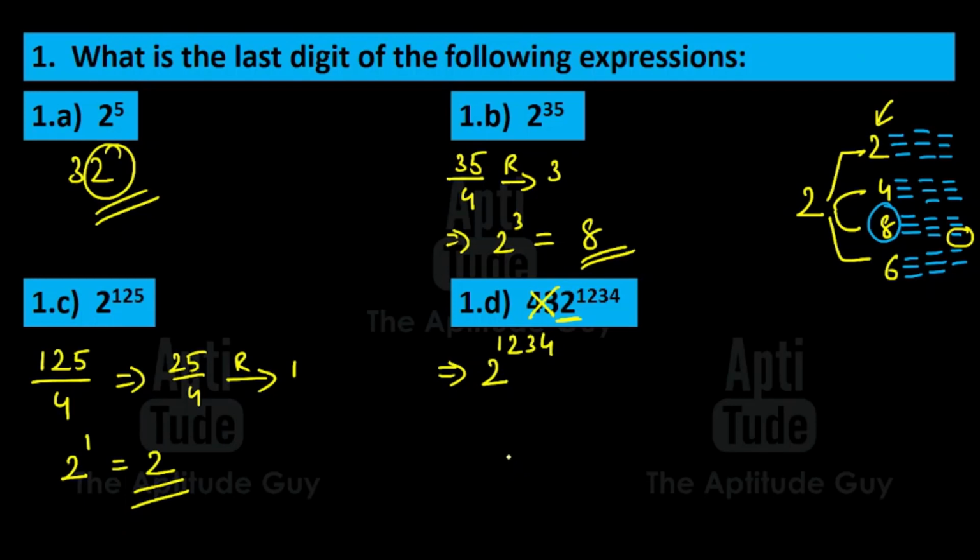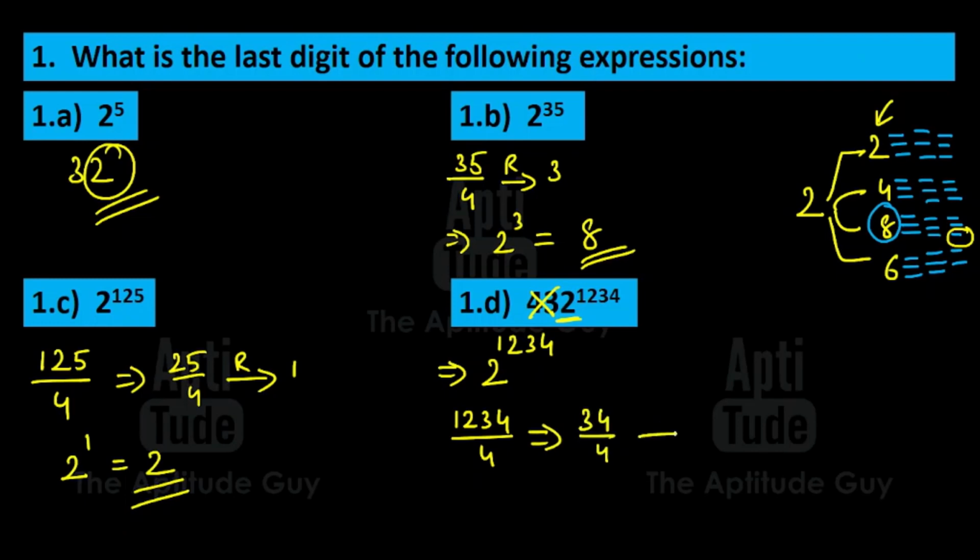Alright. So now what do we do? We have to divide this power by 4. So we have 1, 2, 3, 4 divided by 4. And we just learned how to figure out if a number is divisible by 4. We simply divide the last two digits by 4. That's it. So 1234 can be reduced to 34 by 4.